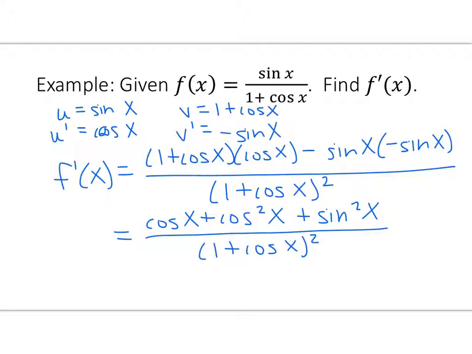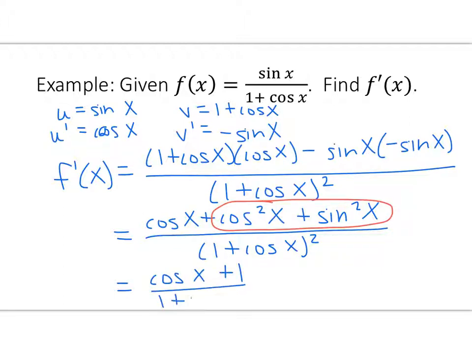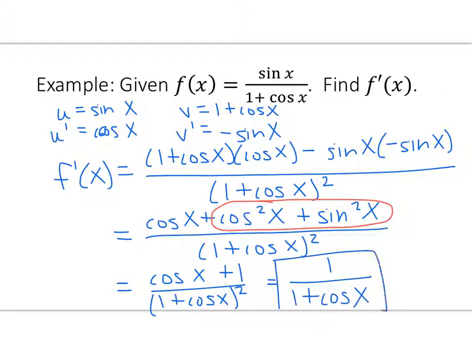And then I say, oh, wait a minute. Cosine squared x and sine squared x, that's another one of those identities we're supposed to know. That's the Pythagorean identity, and that's just equal to 1. So I have cosine x plus 1 over 1 plus cosine x squared. This simplifies because cosine x plus 1 over 1 plus cosine x is just equal to 1. So I have 1 over 1 plus cosine x. So here is my derivative.